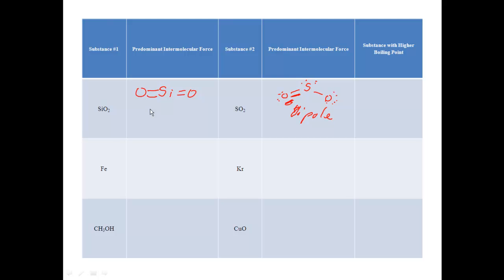Let's see, I guess this is going to be, well, now wait a minute. This is silicon dioxide. Hold on, that's something special. Silicon dioxide is a network solid. And those are very, very strong. Remember, we talked about silicon dioxide being glass. So network solid's very, very strong. So this one is going to end up with the higher boiling point, even though this is a dipole. So this will be SiO2. Almost missed that one.